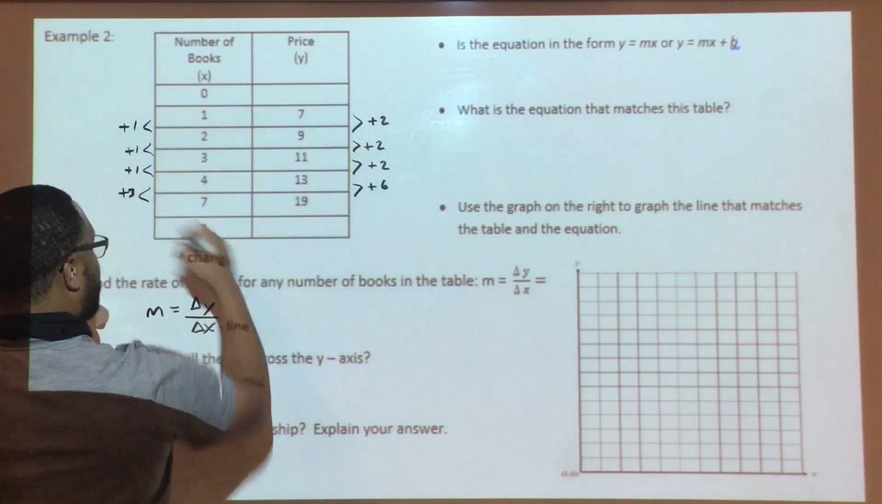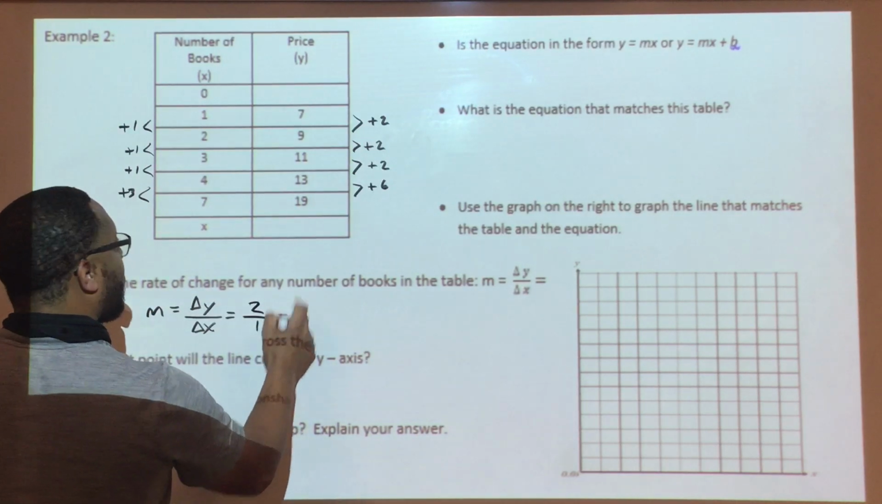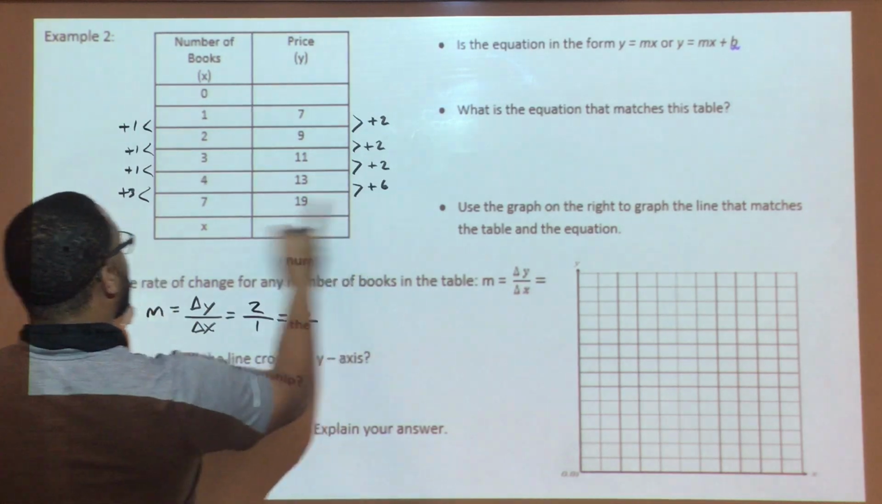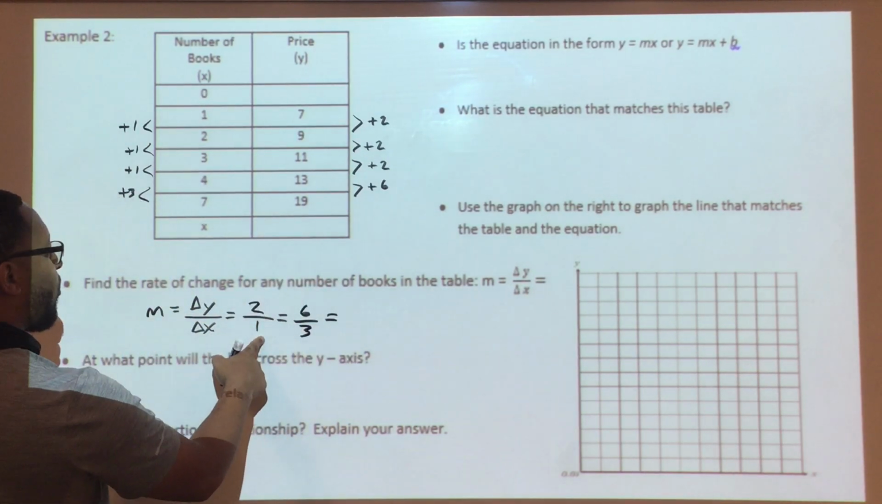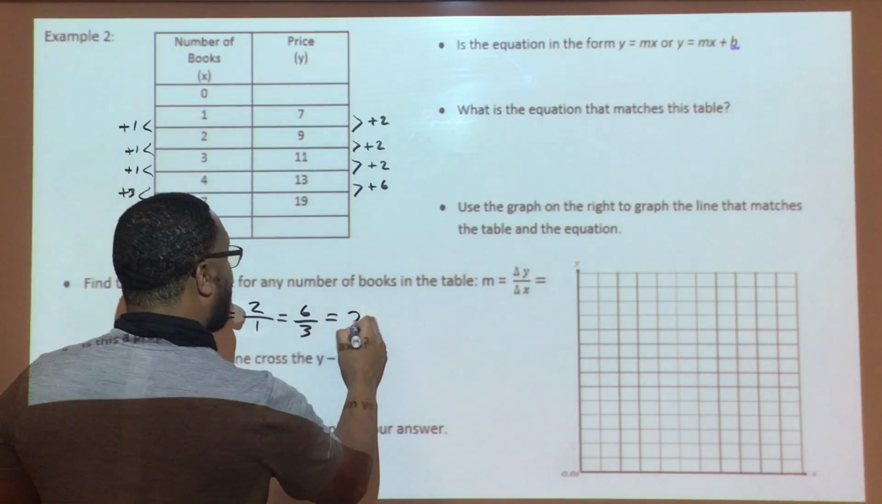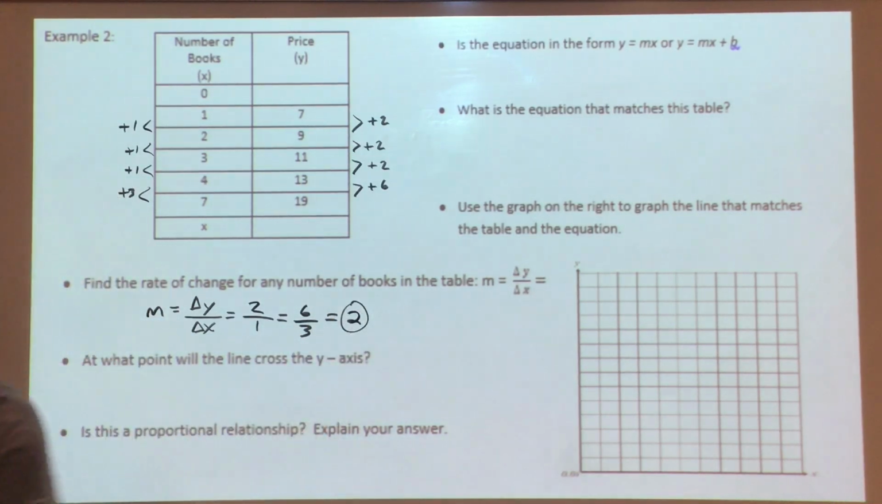So my rate of change is going to be change in y is 2, change in x is 1. When I get down here, the change in y is 6, the change in x is 3, and what do you know? 2 divided by 1 and 6 divided by 3 are equal to one another. They both equal 2. So my rate of change is 2.